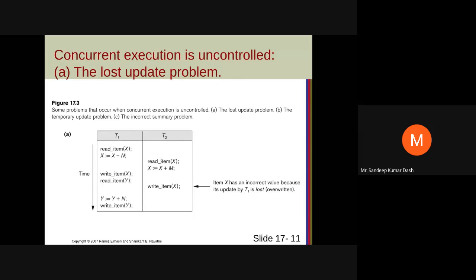So what will happen when this is writing? How much amount will T1 write onto the database? 45? Or something else? Writing happens from where? You see the sequence?